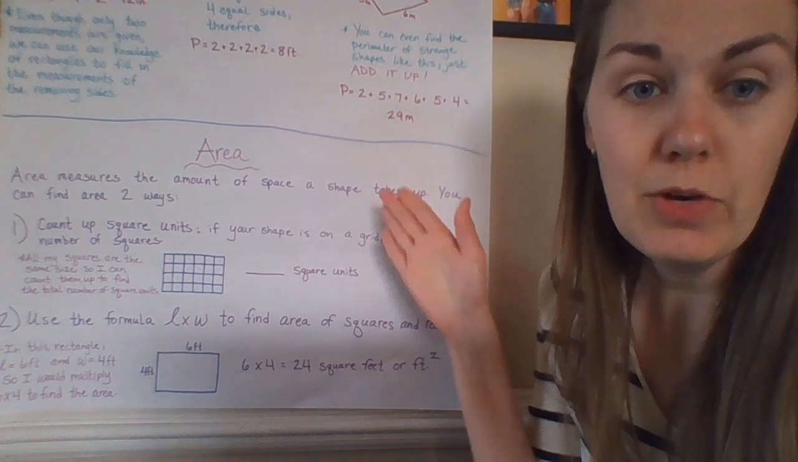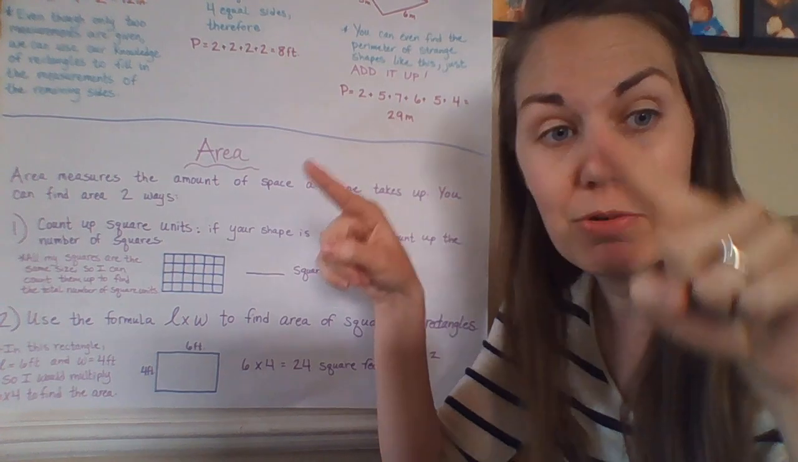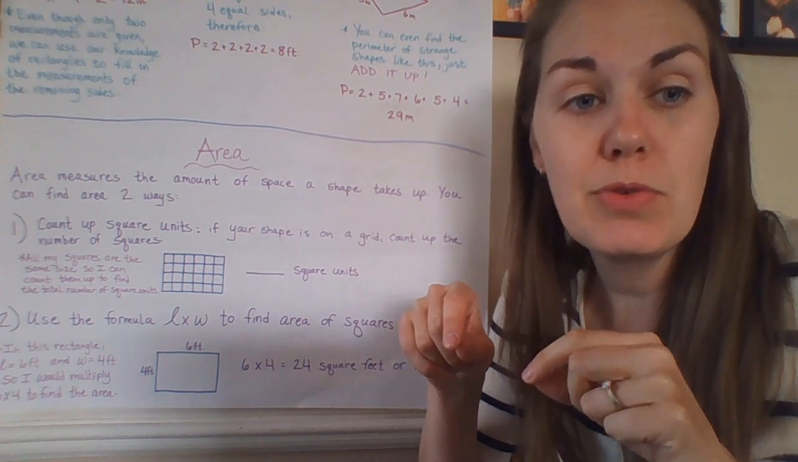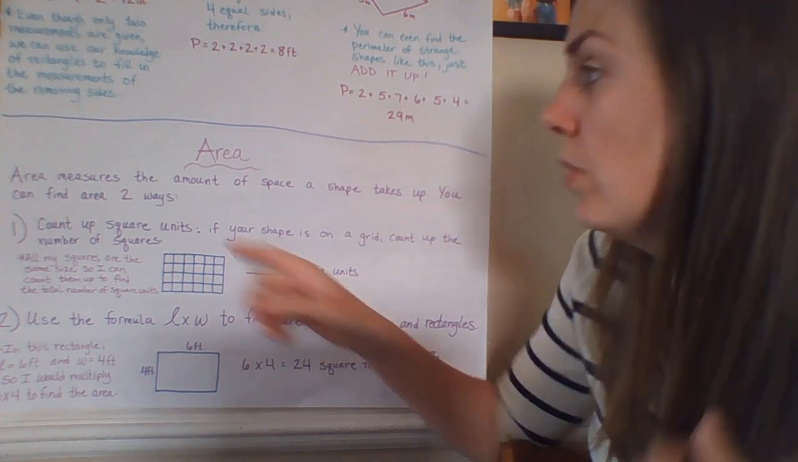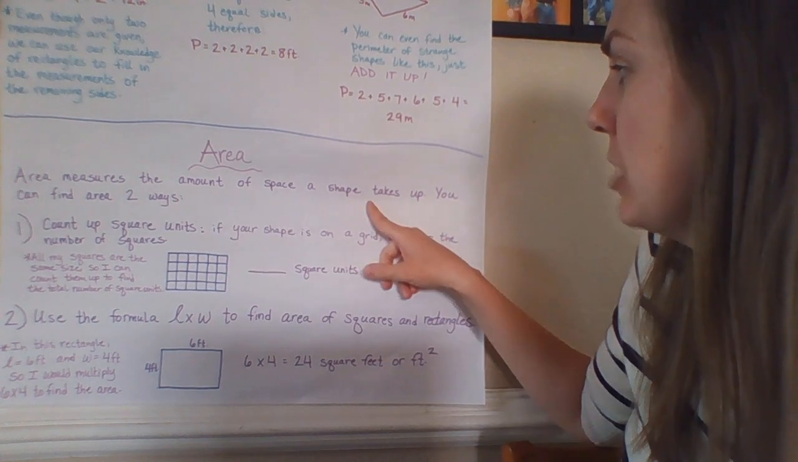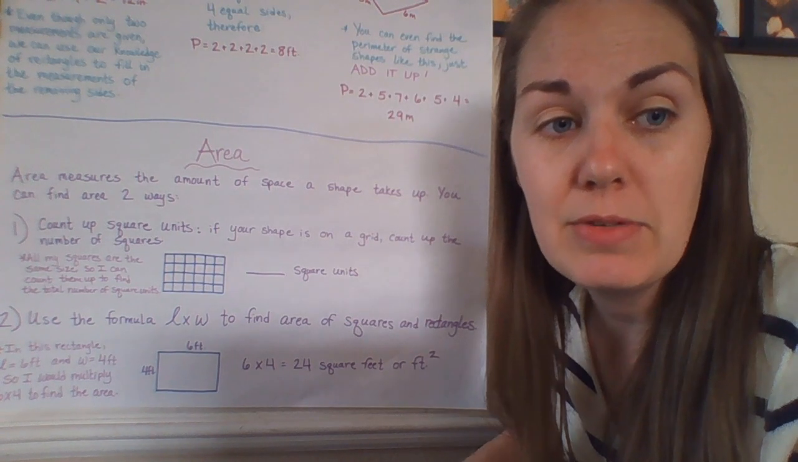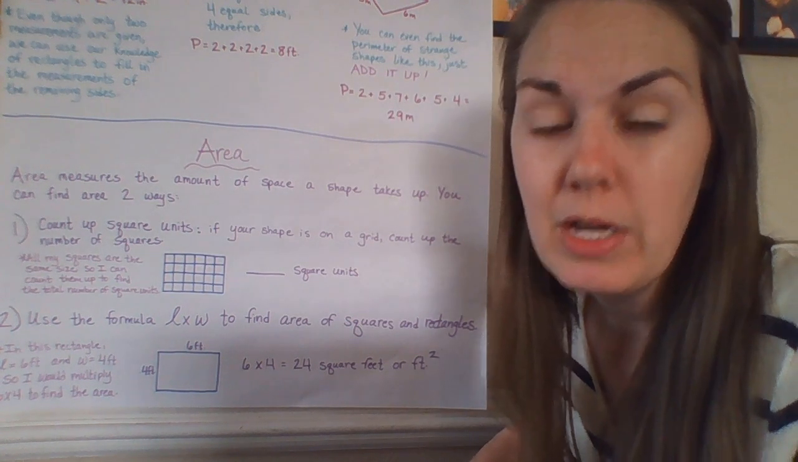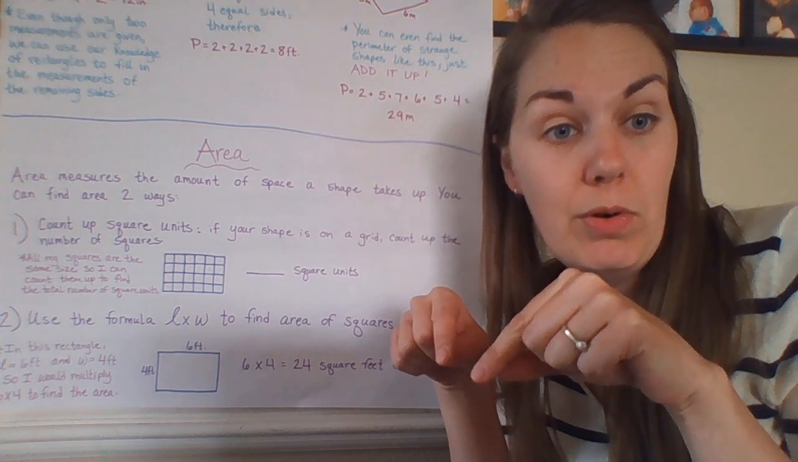All right, so area now is going, whereas perimeter was measuring the outside of a shape, area is going to be measuring the space inside the shape. So area measures the amount of space a shape takes up. And you can think about this. I think this is the example that they use in your book. If you think about a rug, you think about how much space that rug takes up on your floor, right?